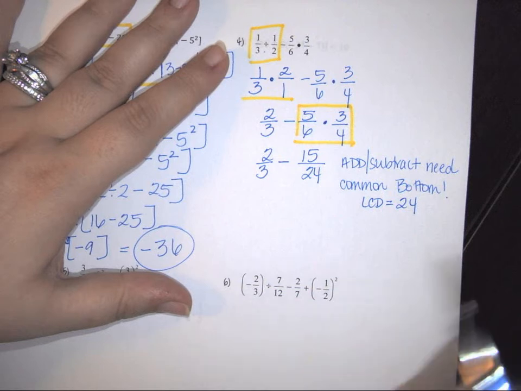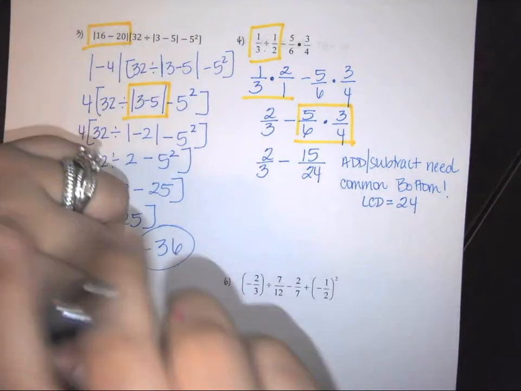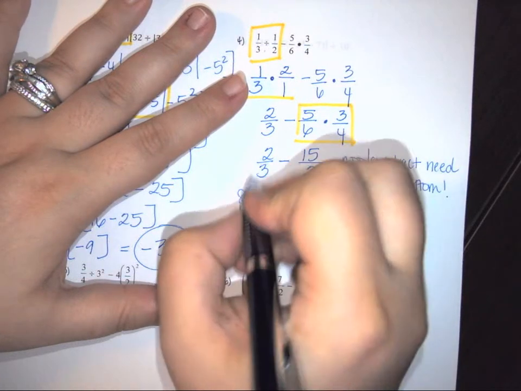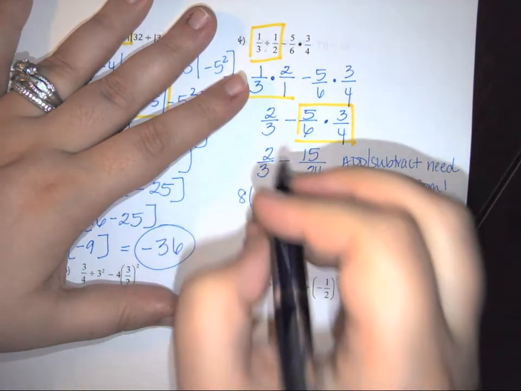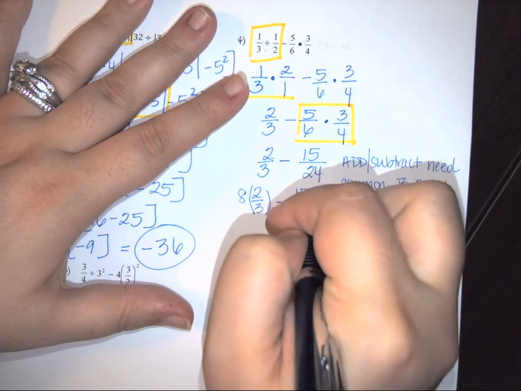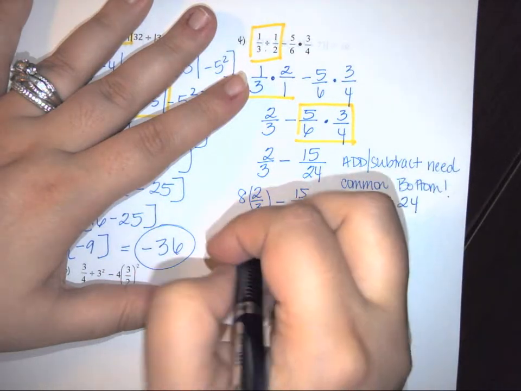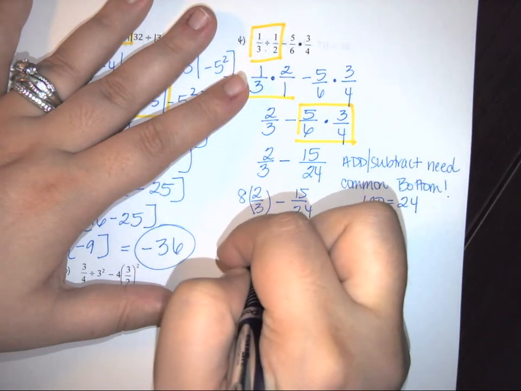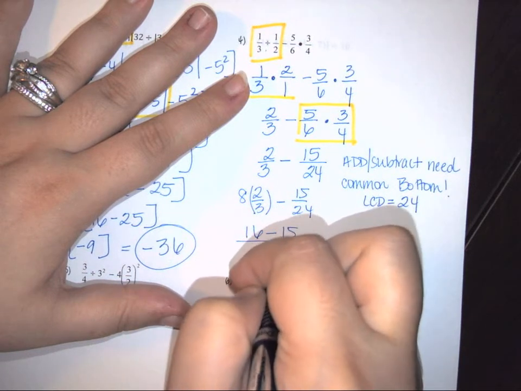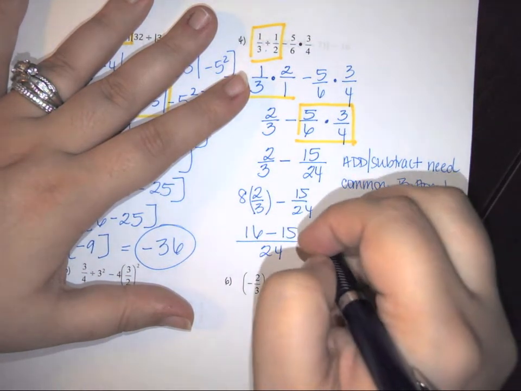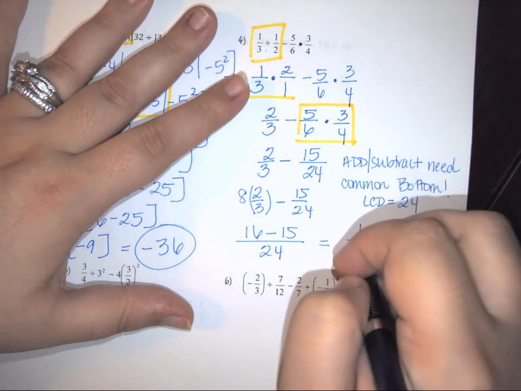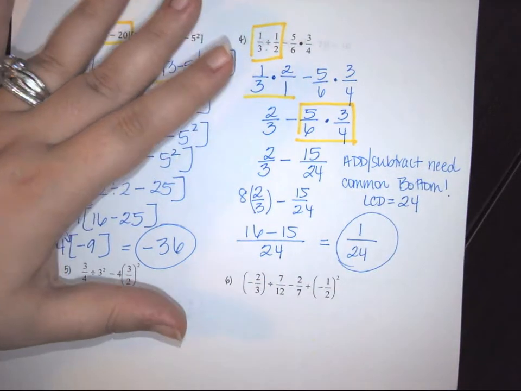So for my first fraction, the question is, how do I turn my 2/3 into something over 24? Well, 3 times 8 gives me 24. So this is 2 over 3 minus the 15 over 24. Multiply straight across. 8 times 2 is 16 minus 15. The whole thing is over 24. And 16 minus 15 is going to give me 1 over 24. And that is the end result.